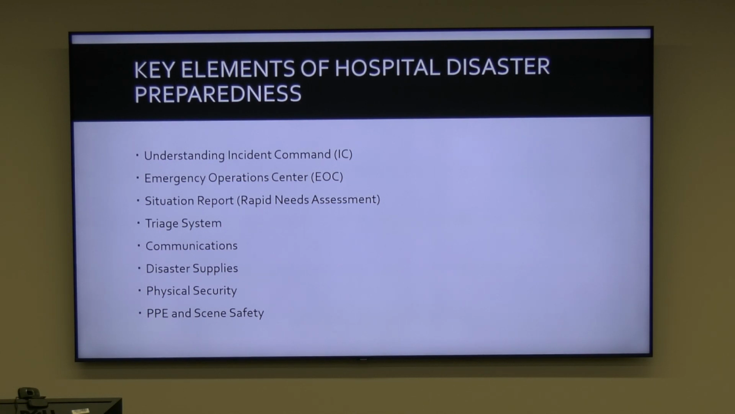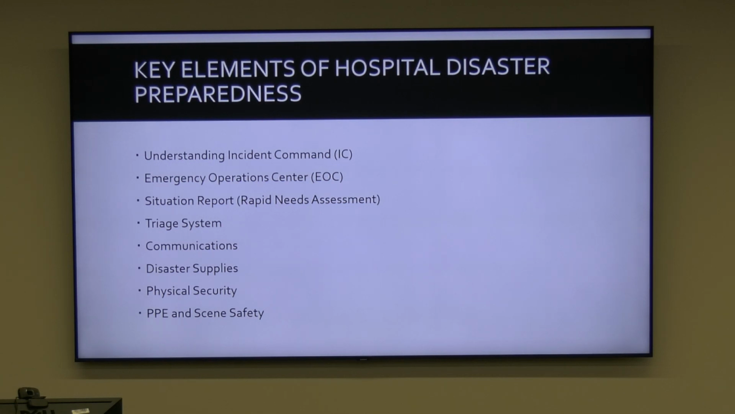Then physical security. This is multifaceted, but basically is ensuring the security of the patients and the volunteers that are providers as well. And then PPE and scene safety.